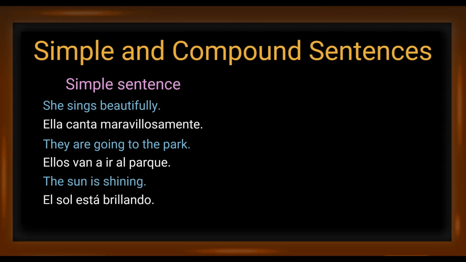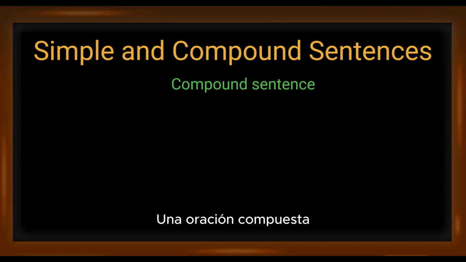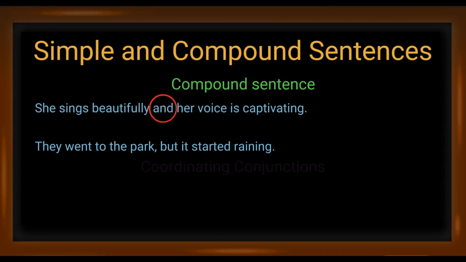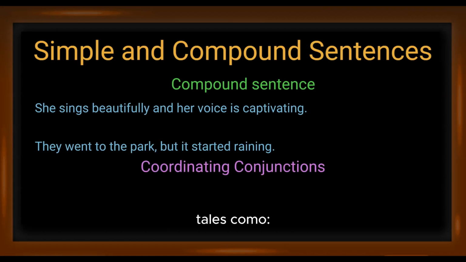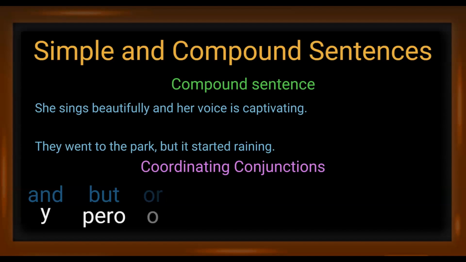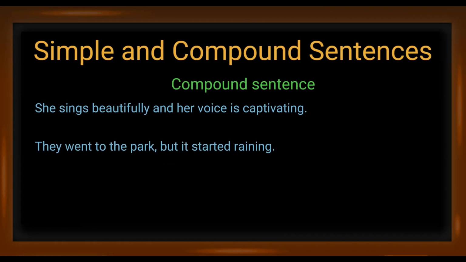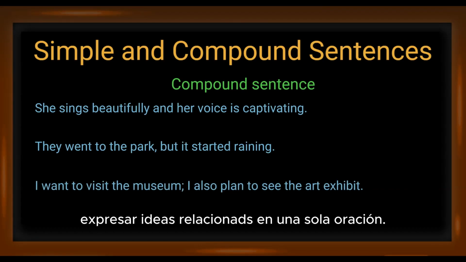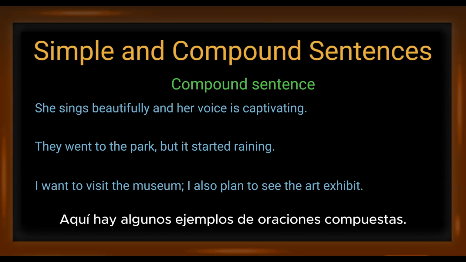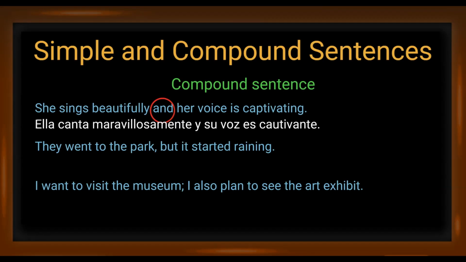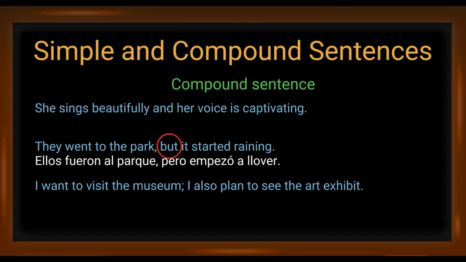The sun is shining. A compound sentence is formed by joining two or more independent clauses together using coordinating conjunctions such as and, but, or, nor, for, so, yet, or a semicolon. Compound sentences allow you to express related ideas within a single sentence. Here are some examples of compound sentences. She sings beautifully, and her voice is captivating. They went to the park, but it started raining.